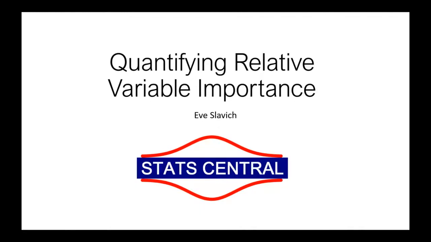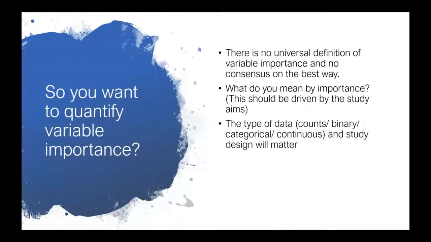Yep. So today I'm going to talk about quantifying variable importance. This is motivated by a lot of people who've come to see me where you've done a regression, and then after the regression, you look at your various predictor variables that you're using to try to predict your response. And you're asking which one's more important, which one matters more. There's no universal definition of variable importance, and there isn't really a consensus on the best way. It basically depends on what you mean by importance. So this should be driven by your study aims.